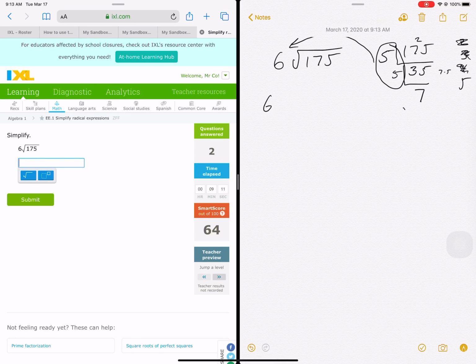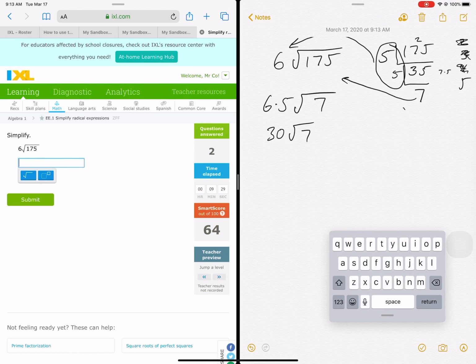So it's going to be 6 times 5. Left over, this guy's stuck inside the square root. What do we do with these numbers on the outside? It's not 65. We're multiplying. So it's going to be 30 square root of 7. Numbers on the outside, multiply. Numbers left over on the inside, multiply together. Let's go ahead and type that. 30 square root of 7.